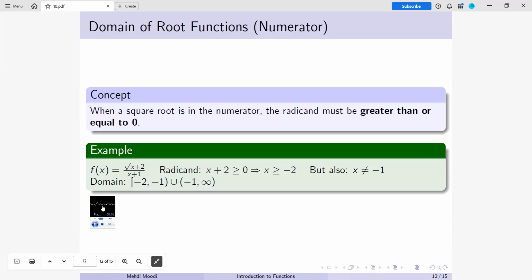Root in the numerator? Just make sure it's not imaginary. Denominator still needs attention though. Some values still aren't invited.